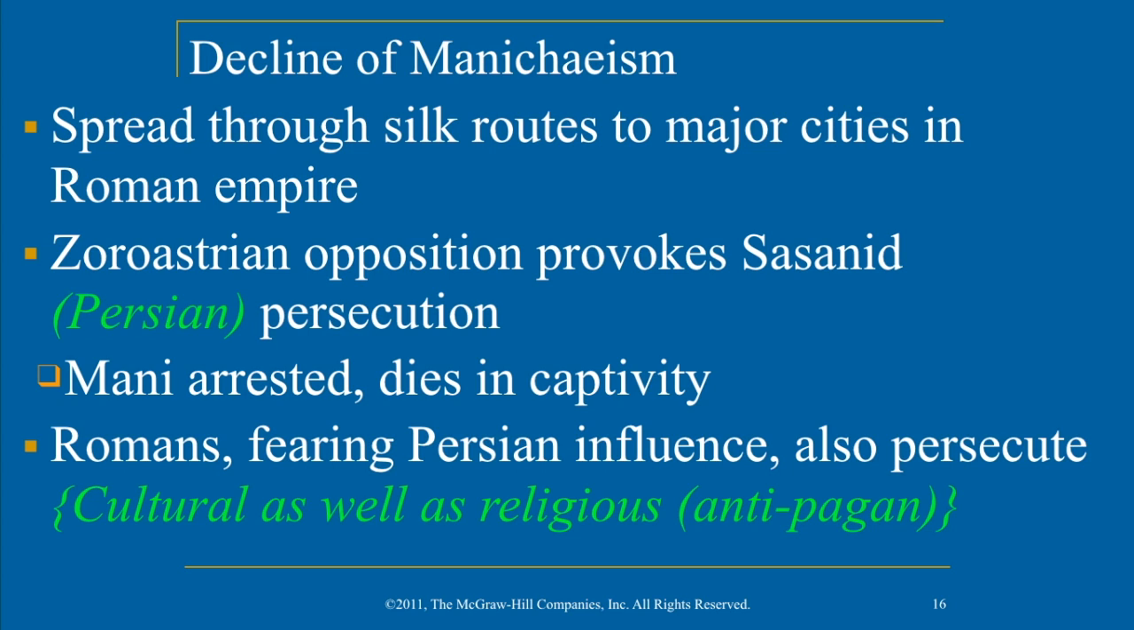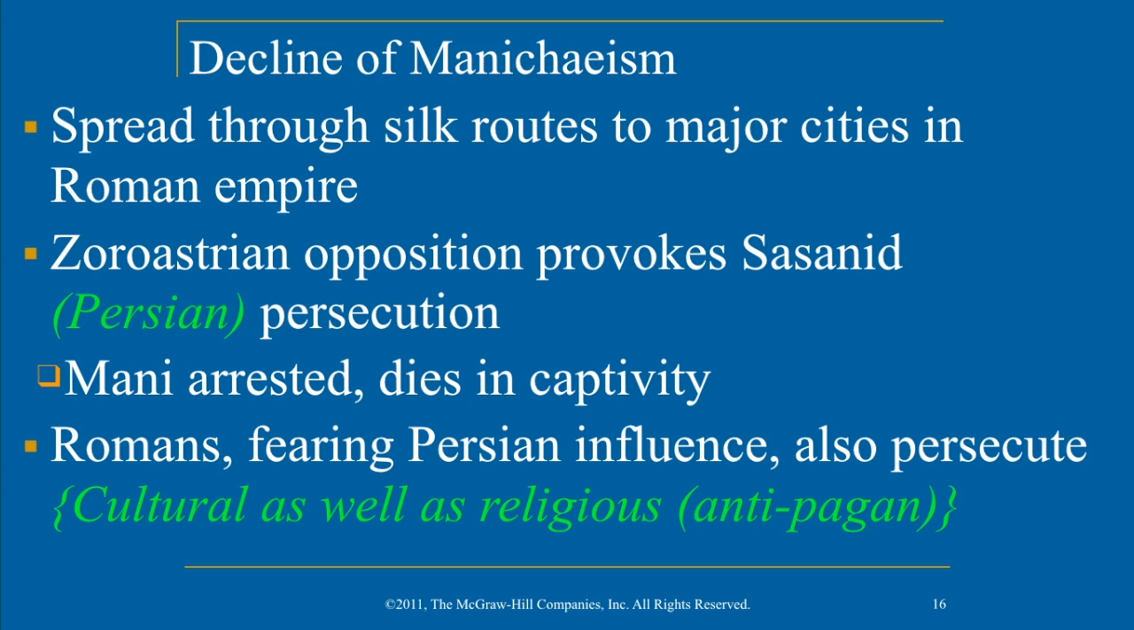For example, in a lot of Latin American countries, being Catholic is just part of being, you know, Panamanian or Argentinian. It's just part of who you are. So the Zoroastrians in the Sassanid Empire saw this new rise of this religion as being anti-Persian, as well as being, in their minds, wrong. And so they had to persecute it.